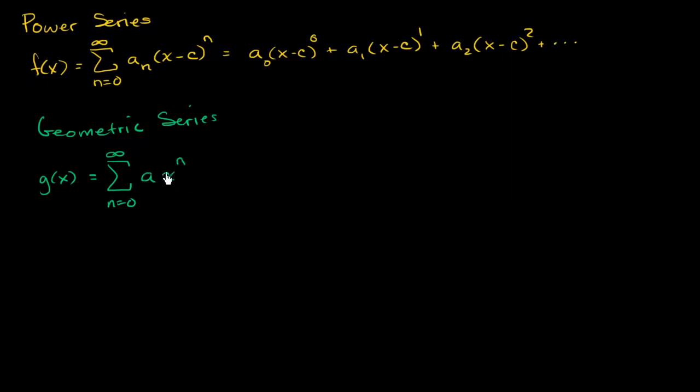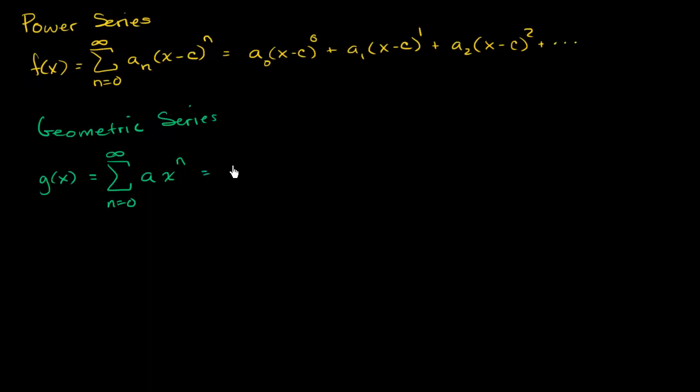And what's the difference between this and this? Well, the difference is here, for every term, we're going to have the same coefficient a, while over here we have a sub n. We're multiplying by a different thing every time. Up here, we're multiplying by the same thing. And in this particular geometric series I just made, instead of having x minus c to the n, we have just x to the n. So you could say this is a special case when c is equal to 0.